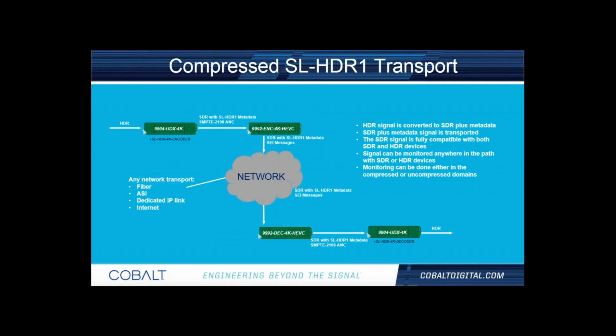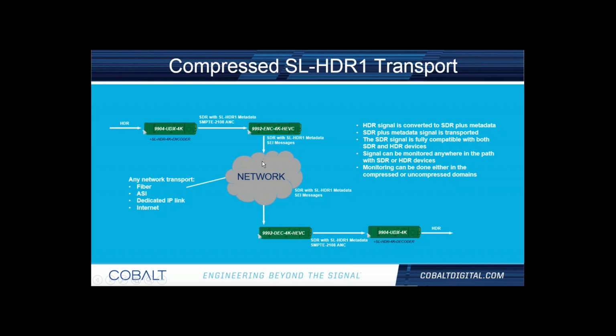This is a slide showing transporting HDR through a network using compression. You bring HDR into the 9904 with the SL-HDR1 encoder code that generates SDR with SL-HDR1 metadata in the ancillary space as per SMPTE 2108. When it goes into the encoder, the encoder is capable of taking that SMPTE 2108 metadata and putting it inside the video elementary streams as SEI messages. Then you have a compressed stream that has both SDR and HDR.